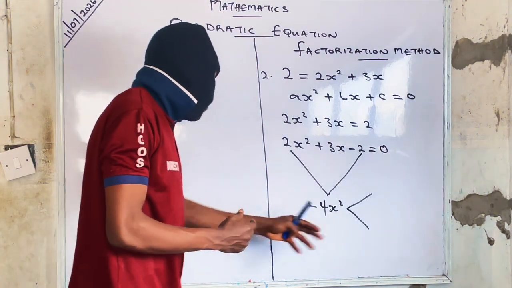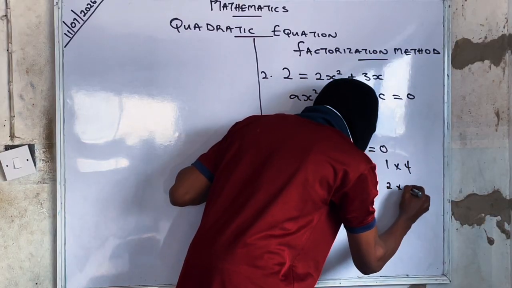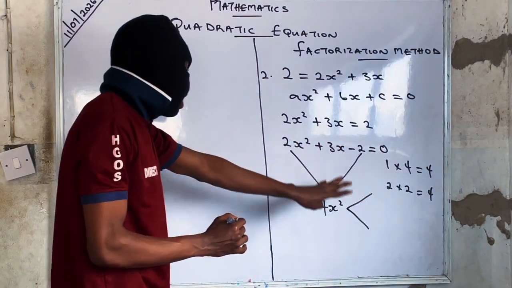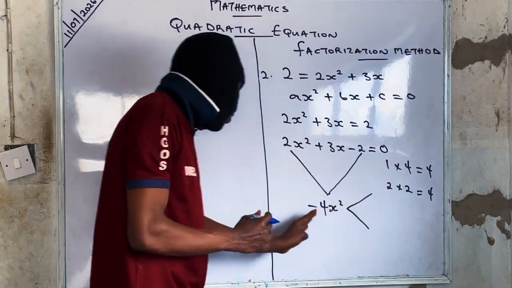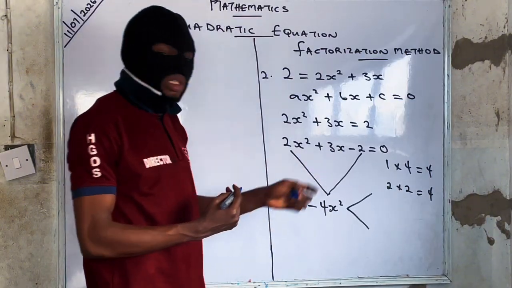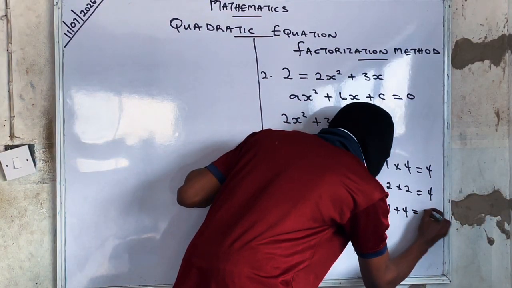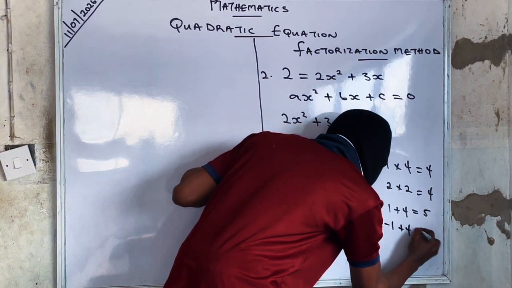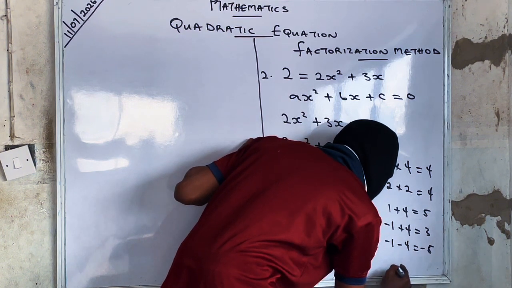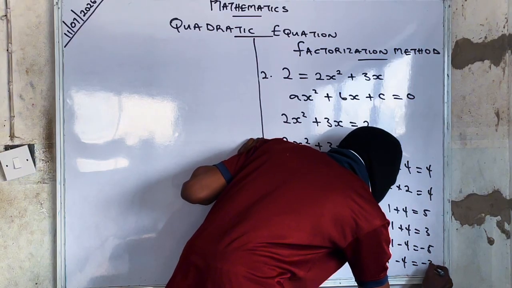How do we do that? What are the factors of 4? We have 1 times 4 and we have 2 times 2. This will give us 4, and this will give us 4. Now, you already know that if we multiply these two factors together, it will give us 4. Now, let's try to add them together. It should give us plus 3. Now, 1 plus 4 will give us 5. We have minus 1 plus 4, it will give us 3. Minus 1 minus 4 will give us minus 5. And 1 minus 4 will give us minus 3.